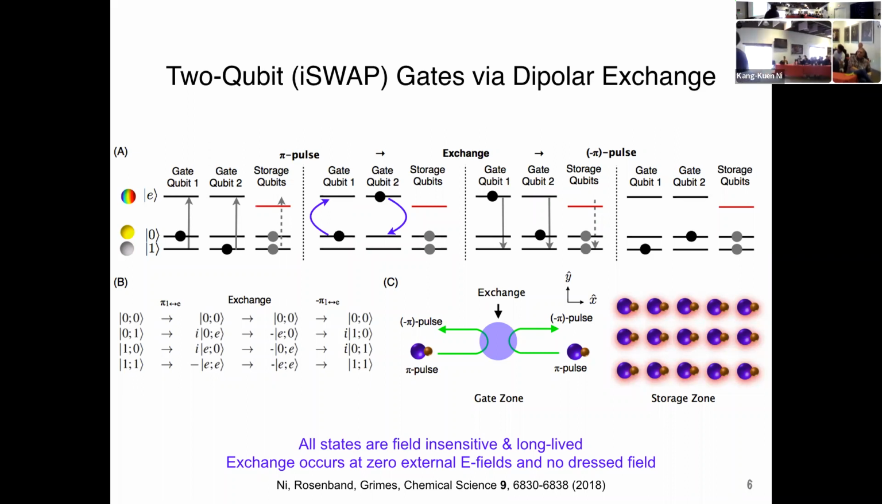The important thing is after the sequence, we get 00 goes to 00, 01 goes to i times 10, 10 goes to 01, and 11 goes to 11. Okay, and this, a swap gate will be 01 goes to 10, and 10 goes to 01. And that is not entangling because that will be a product state. So this phase factor of i is actually very important.